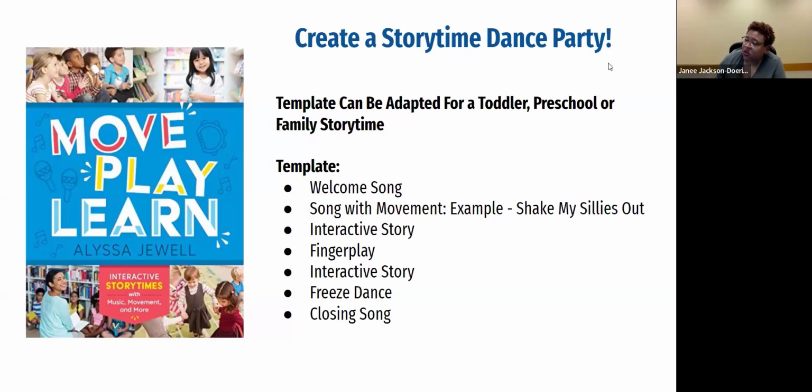One idea in the book was create a story time dance party, but it's not your typical dance party. The librarian has a template, and this template was in the book, and it can be adapted for a toddler, preschool, or a family story time. The template is she would have a welcome song, a song with movement, like Shake My Sillies Out, for an example. She would have her first interactive story, a finger play, a second interactive story. They would do the freeze dance, and then a closing song, which for her closing song was Shout.